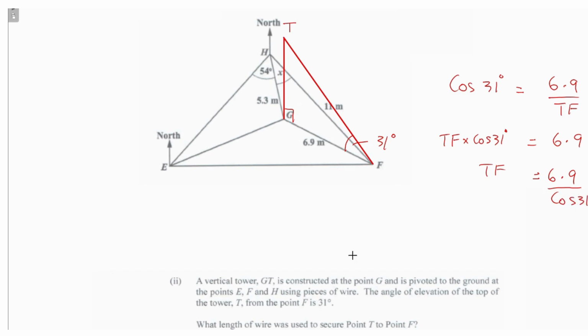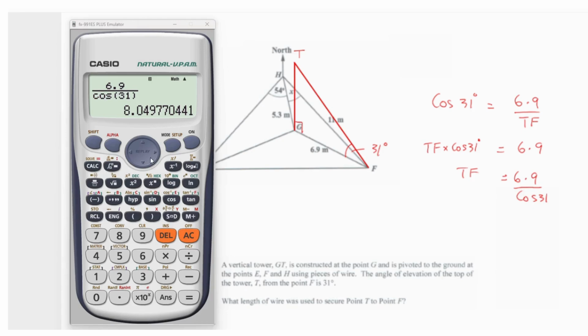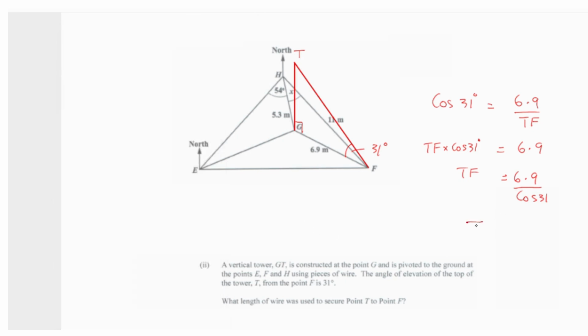Okay, let's get our calculator and work this out. So we get 8.0 to 1 decimal place. So TF is equal to 8.0 to 1 decimal place.